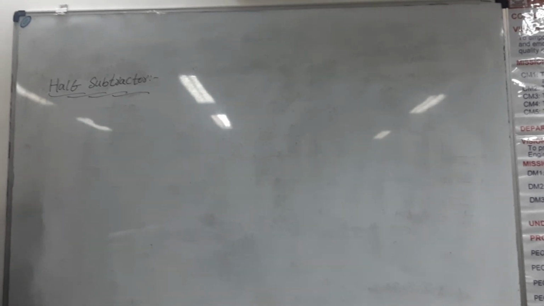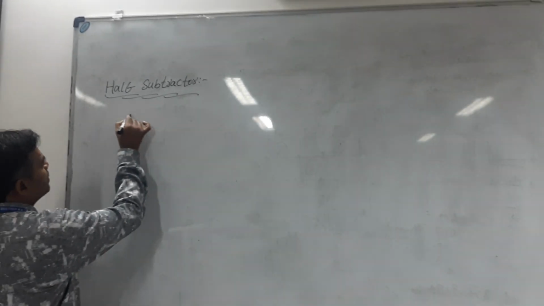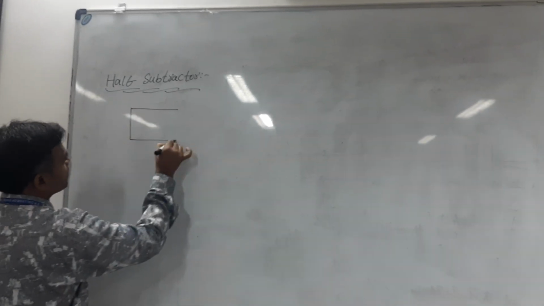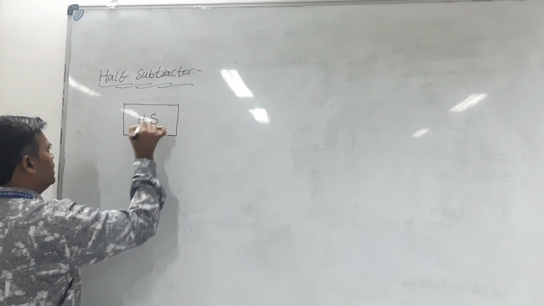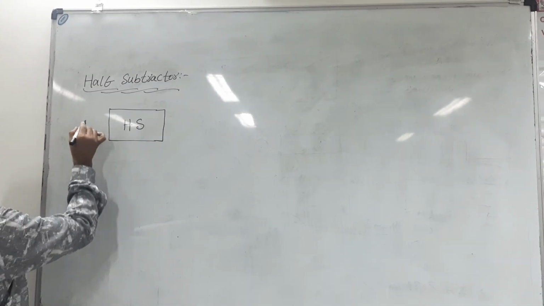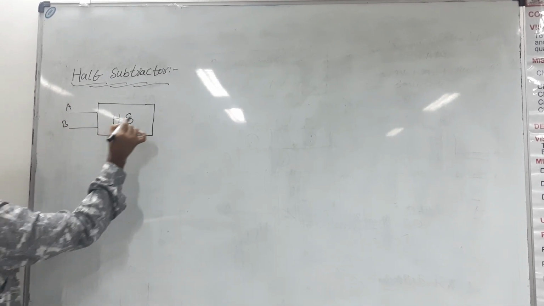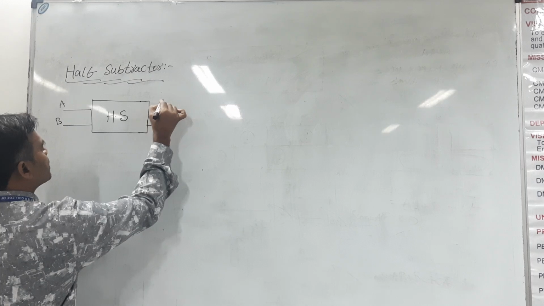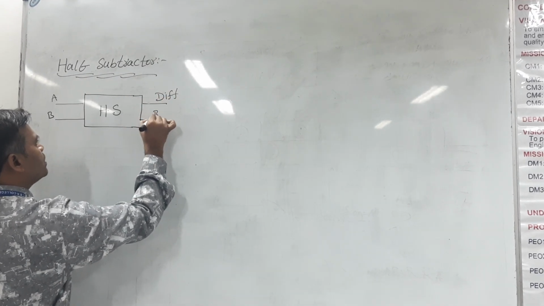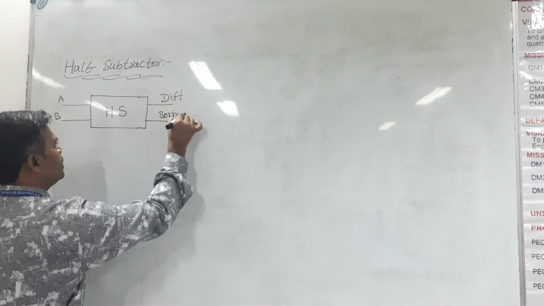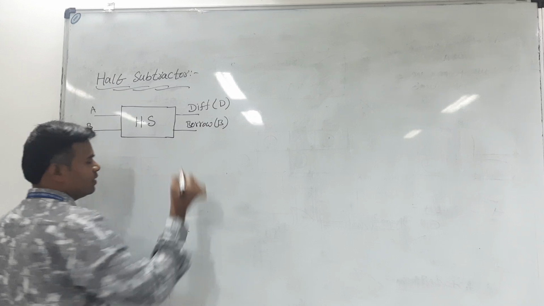Okay, today we are going to discuss the half subtractor. This is the block diagrammatic representation of the half subtractor. In short form I am writing it as HS, half subtractor, and it has two inputs, which are labeled as A and B, and two outputs: one is the difference, in short form D, and the next one is the borrow, in short form B.